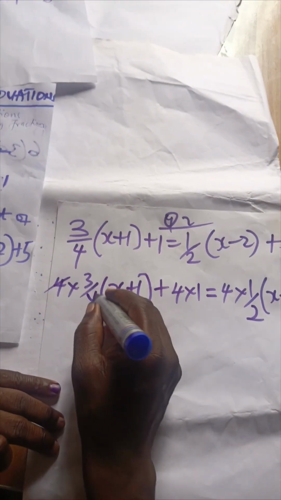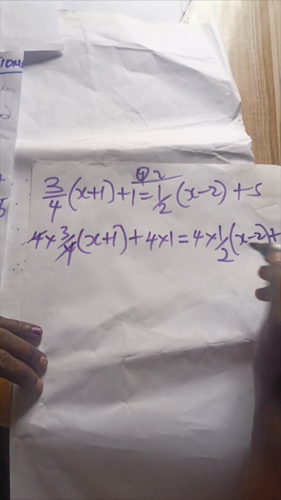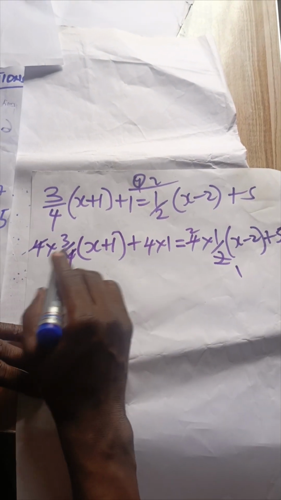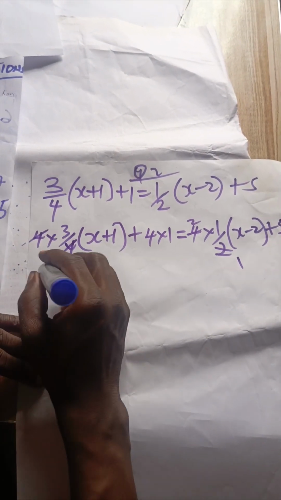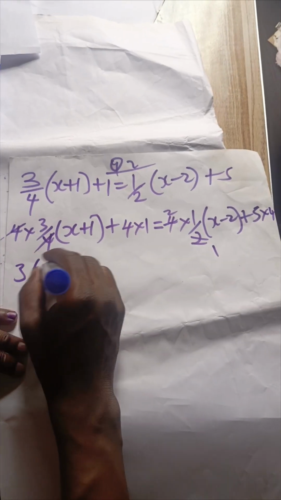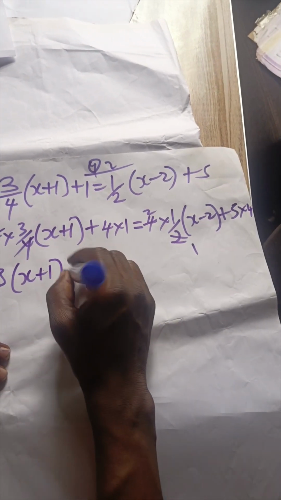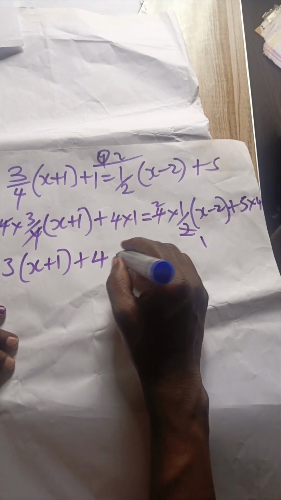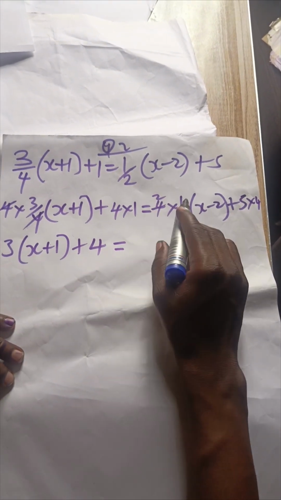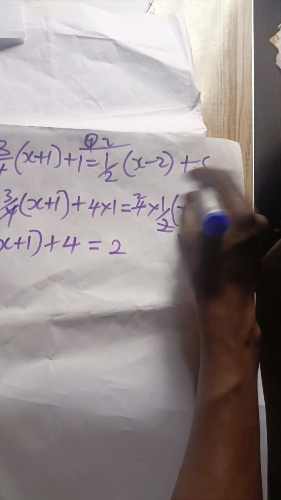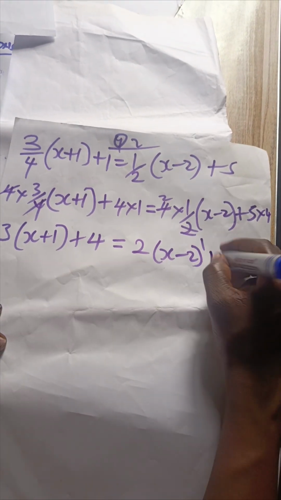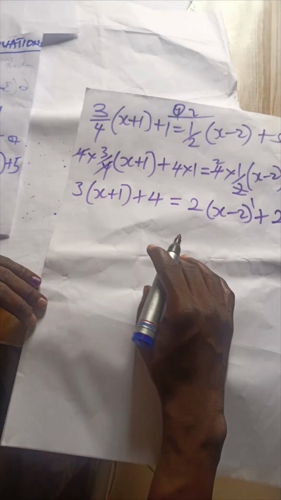This 4 will cancel this 4. 2 here 1, 2 here 2. So we are left with 3 into bracket x plus 1, then plus 4 times 1 is 4, so you write 4 is equal to 2 times bracket x minus 2, plus 5 times 4 is going to be 20.